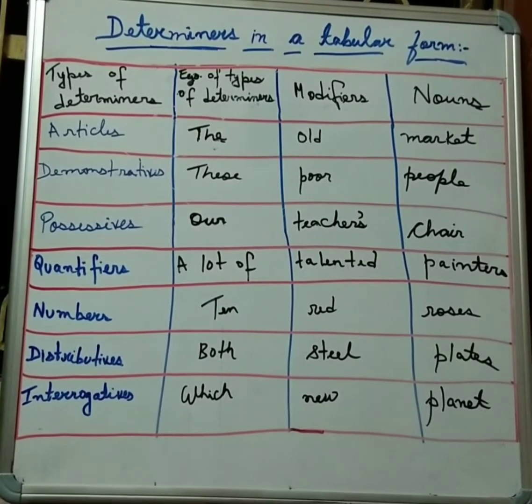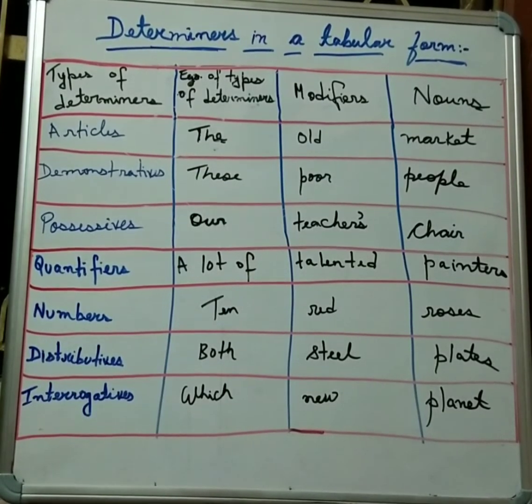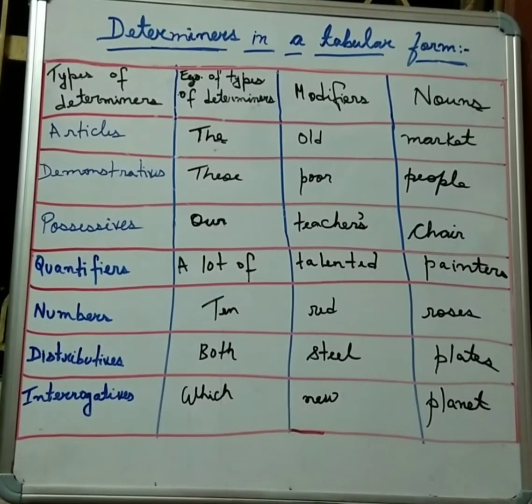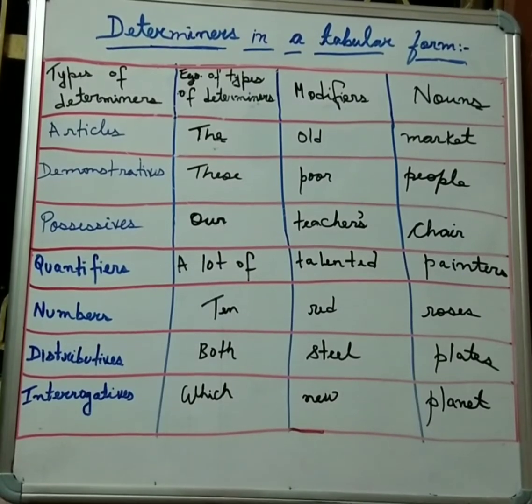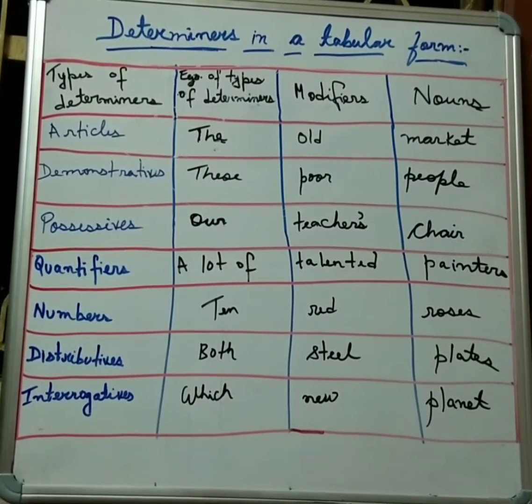And just below the types of determiners we have the names of the determiners, that is articles, demonstratives, possessives, quantifiers, numbers, distributives, and lastly interrogatives. I have just given this tabular form without writing complete sentences. This is just for your understanding, okay? So just ignore the fact that these are not complete sentences.